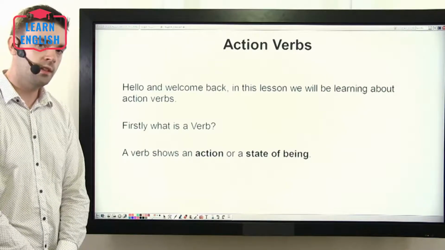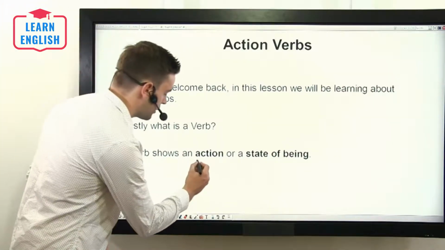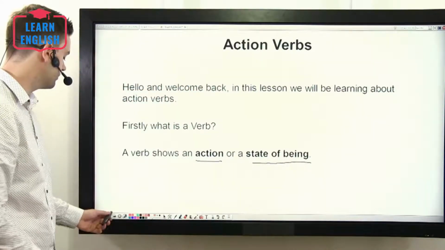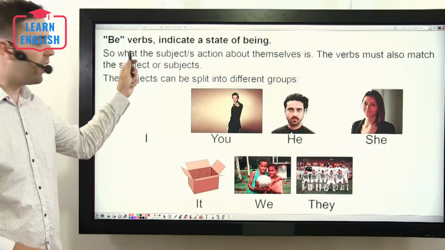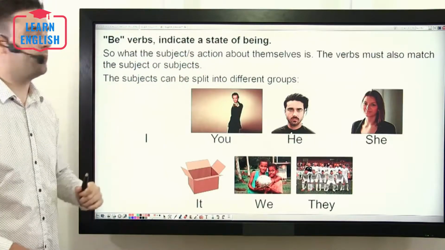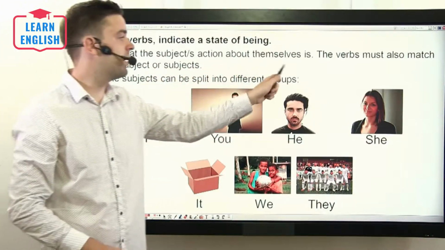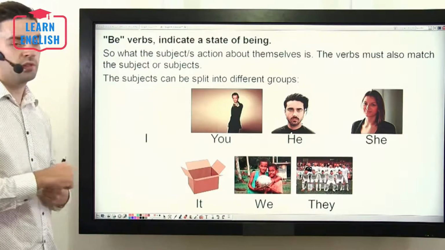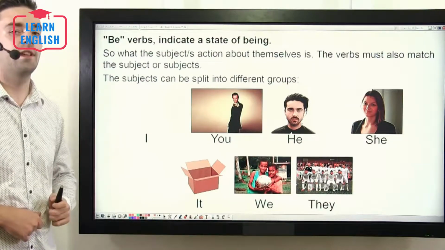In this lesson, we'll be learning about action verbs. Firstly, what is a verb? A verb shows an action or state of being. So the be verbs indicate a state of being, what the subject's action about themselves is. The verbs must also match the subject or subjects. The subjects can be split into different groups.